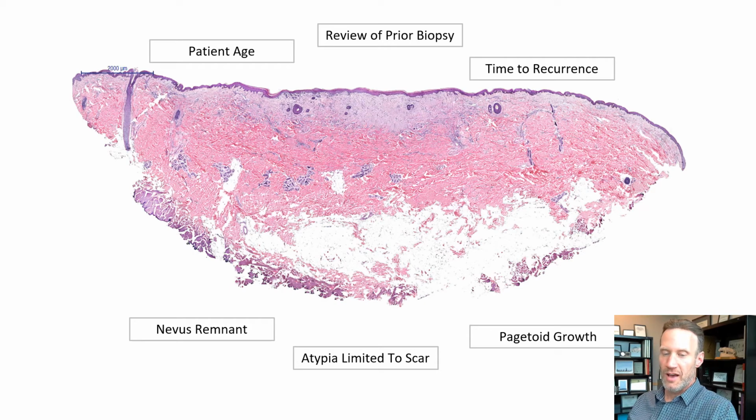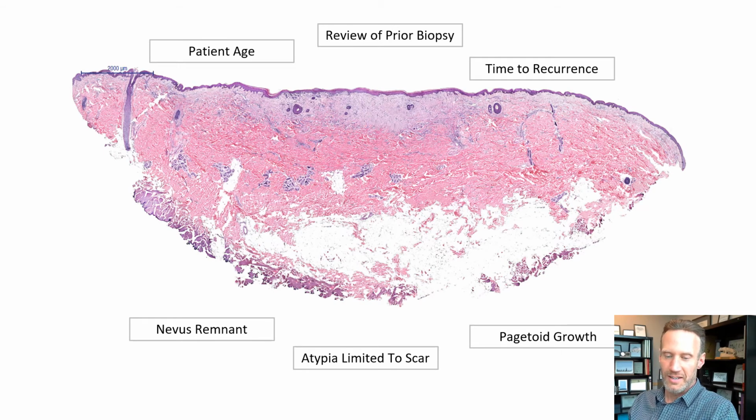If present, an obvious nevus remnant beneath or adjacent to a scar is something that may favor recurrent nevus, particularly when the other data supports that interpretation as well, although it obviously doesn't exclude the possibility of a traumatized or sclerosing variant of melanoma arising in association with a nevus.